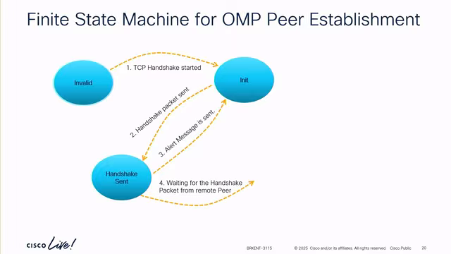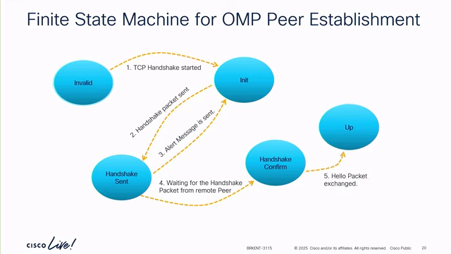Then once we receive the handshake packet, we wait for the remote peer to send the handshake packet. When we receive the handshake packet, it is moved to the handshake confirm, and the peer comes up. And if anything bad happened, like the packet is corrupted and we were not able to read it, or the packet is lost, we send the alert message and we move back to the init state.